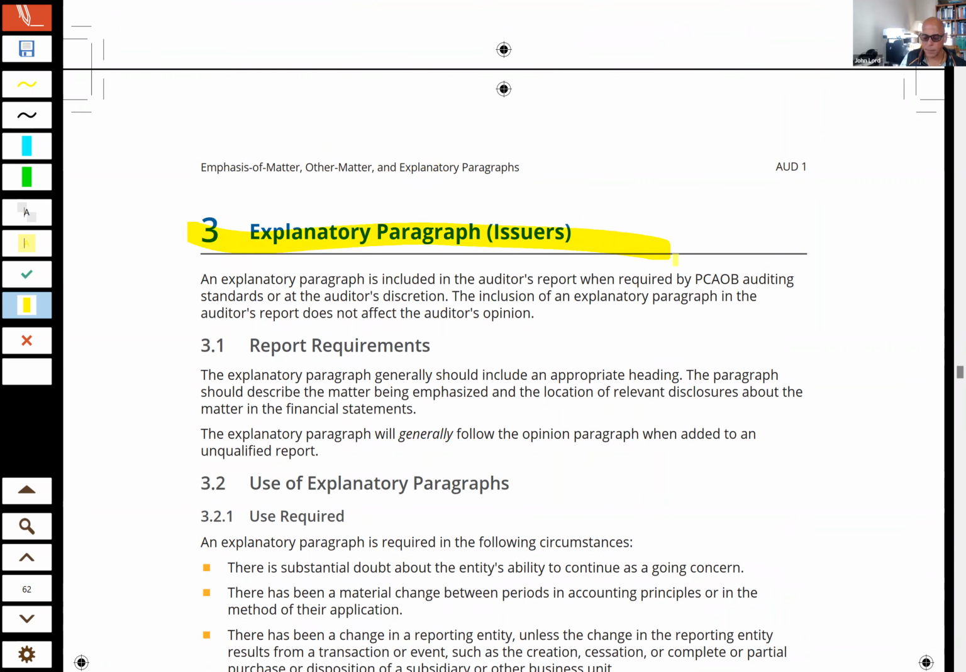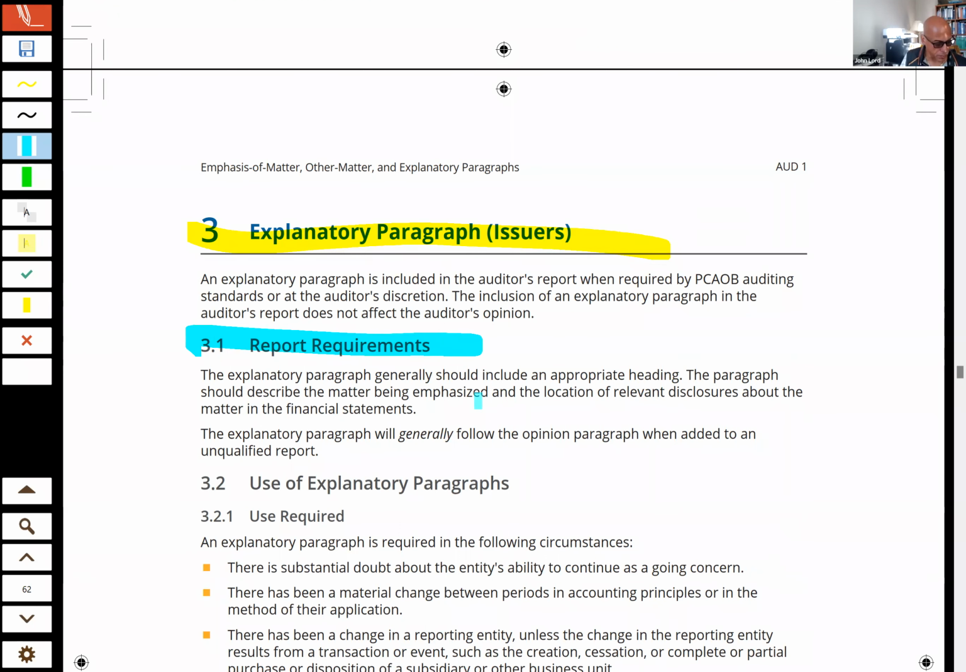Okay, now those are the conditions for other matters and emphasis of matter for non-issuers, for non-public companies. For issuers, public companies, they don't call the paragraph other matters. They don't call it emphasis of matter. They call it an explanatory paragraph.